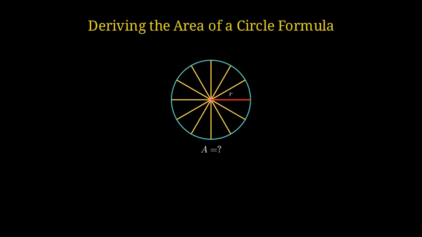Let's discover how to derive the famous formula for the area of a circle. We have a circle with radius r, and we want to find a formula for its area. The key insight is to divide the circle into many small sectors.